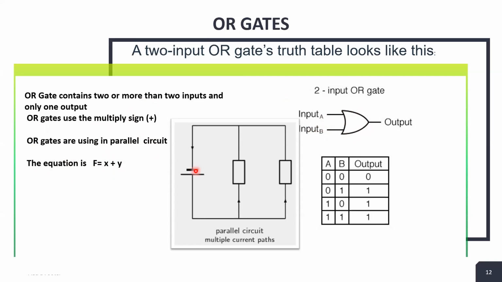Clear? Now look, this is a parallel circuit. In the AND gate it was series, in this it is parallel. Means switch A, switch B. Clear? Switch A and switch B. If this switch is off and this switch is also off, meaning both switches are off, then obviously no current will flow in this circuit. The output will be 0. Clear? 0, 0, 0. This is the first.